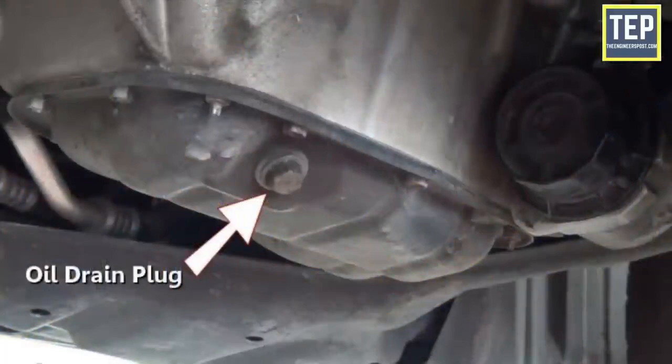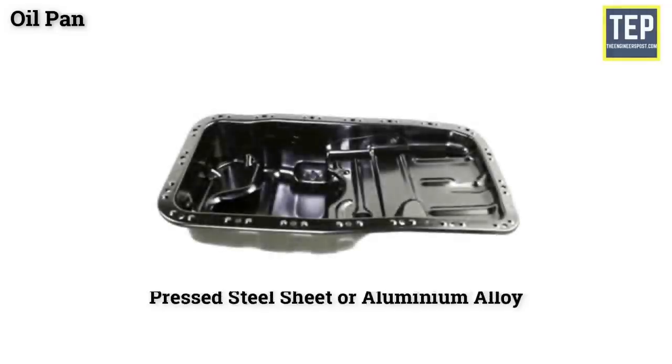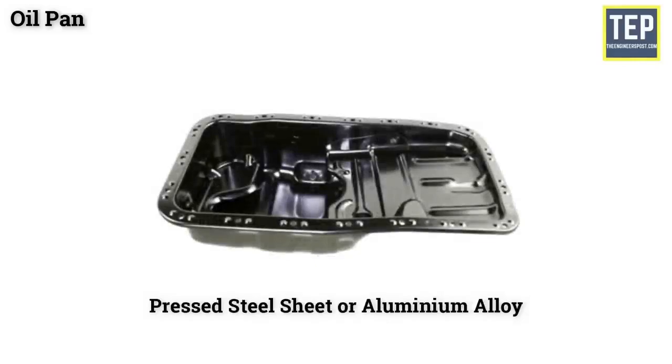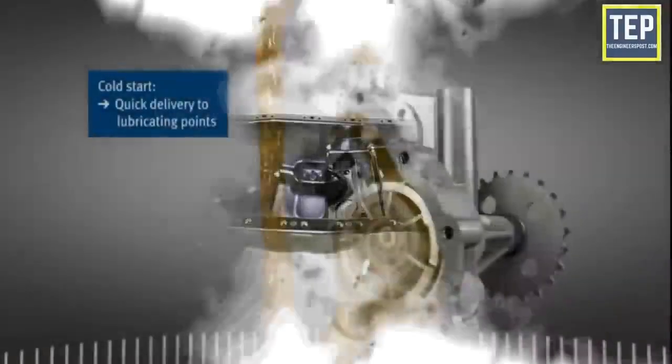At the bottom of the oil sump, a drain plug is provided to drain out the dirty oil at the time of oil replacement. Generally, the sump is made of pressed steel sheet, or aluminium alloy casting is also used.